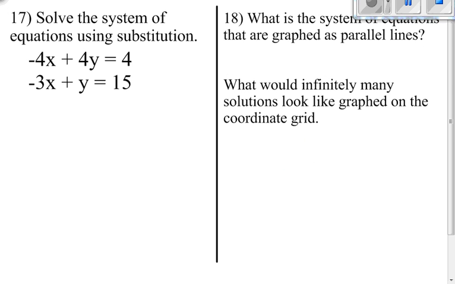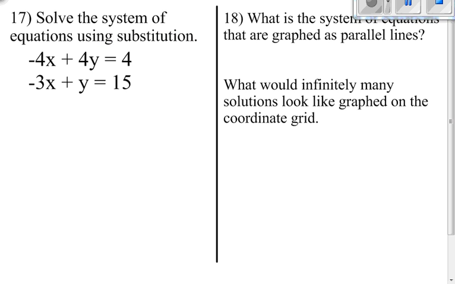Number 17, using substitution. Again, maybe on the test, this won't be a part 2 question. Maybe it'll be a multiple choice. So if it says multiple choice, you could ignore that and do whatever you want. But let's do what it says.